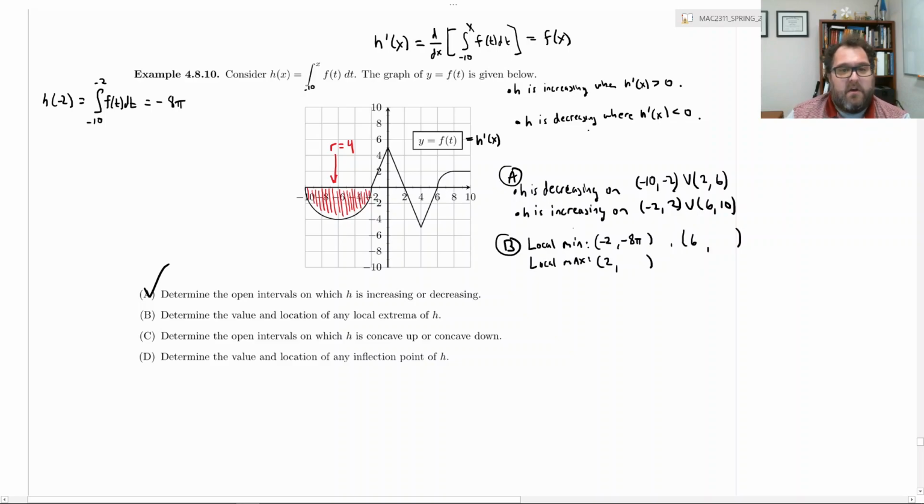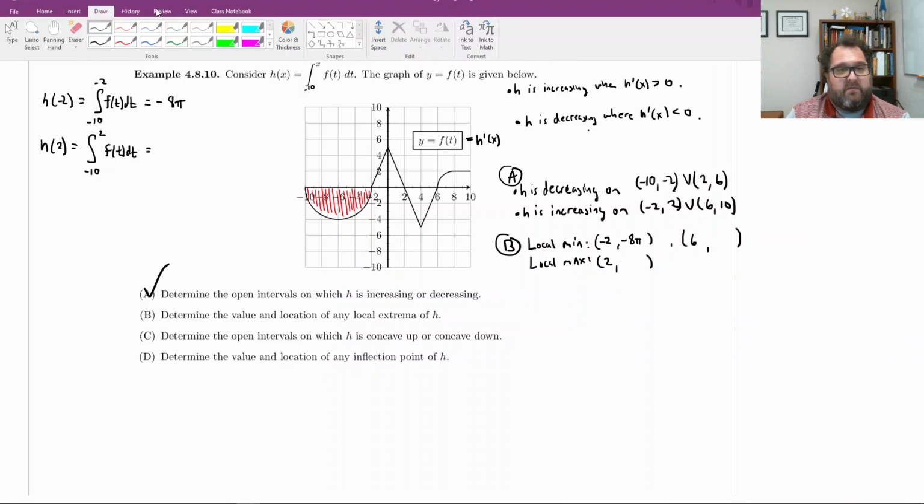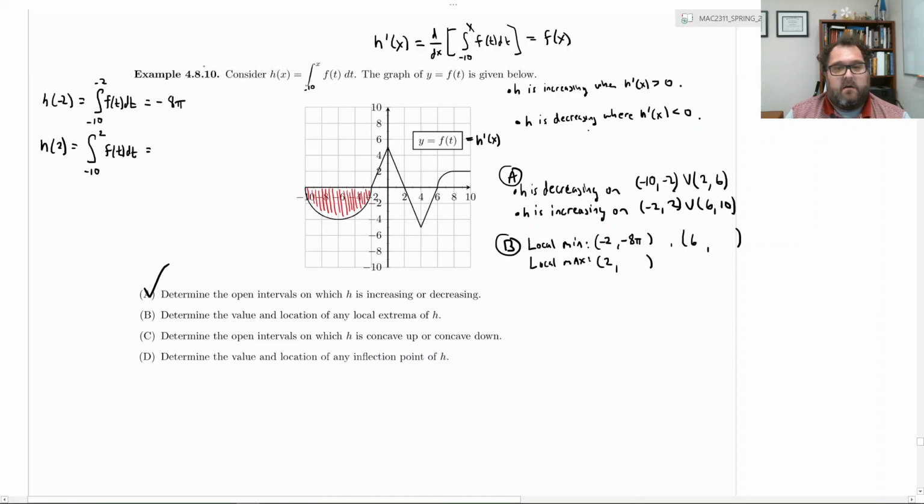Okay, so we keep accumulating area. So we need to evaluate h of positive 2. This is the definite integral from negative 10 to positive 2 of f of t dt. Okay, so we've already got half the answer there. So we have this region right there, which I know has a definite integral of negative 8 pi, but then we keep marching along the x-axis until we get to positive 2. But notice, we have this shape now to consider.